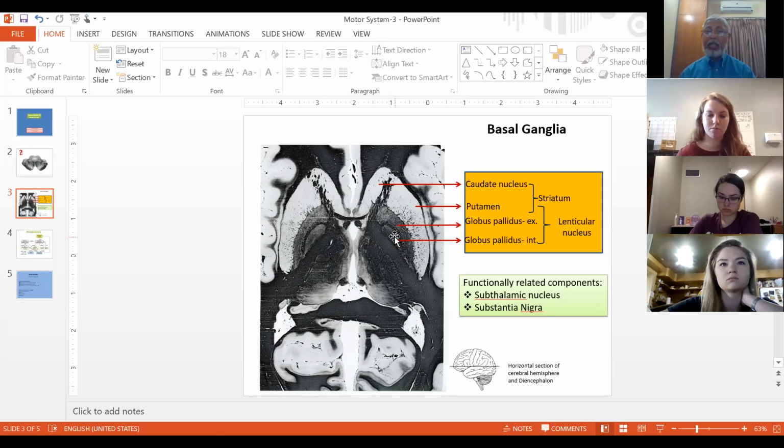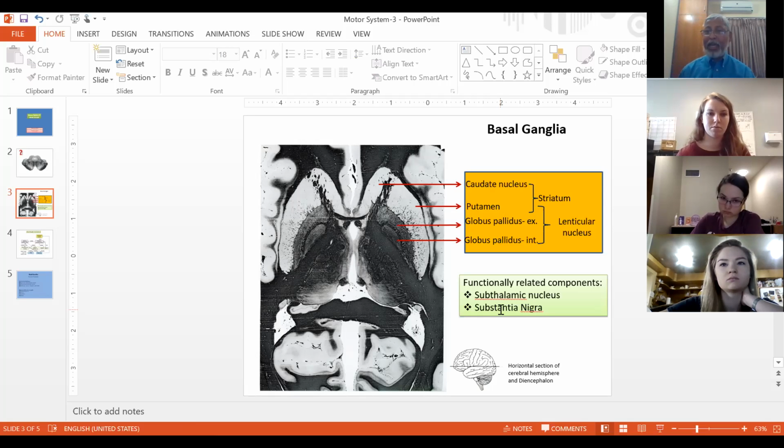Now, functionally, when clinicians talk about the basal ganglia, they include two more parts which are functionally related to basal ganglia. In some classifications used by clinicians, they include them within the components of basal ganglia. They include two nuclei, the subthalamic nucleus and substantia nigra. You may have heard about substantia nigra. That is very important because it secretes dopamine. And if you don't have enough dopamine secreted, then you develop Parkinson's disease. So again, the functionally related components, which you can say are part of basal ganglia, include the subthalamic nucleus and substantia nigra. Okay, so these are the components of basal ganglia.